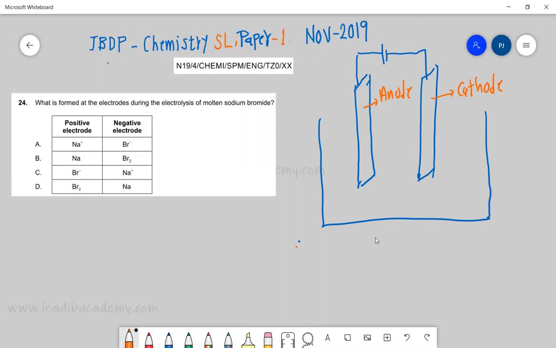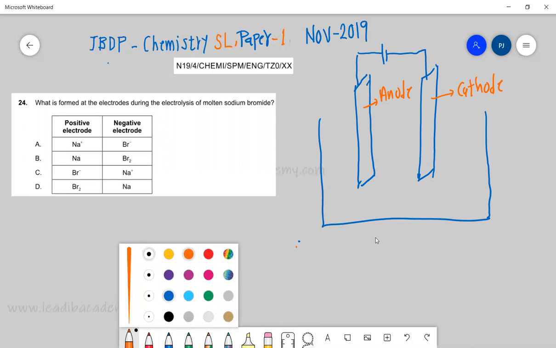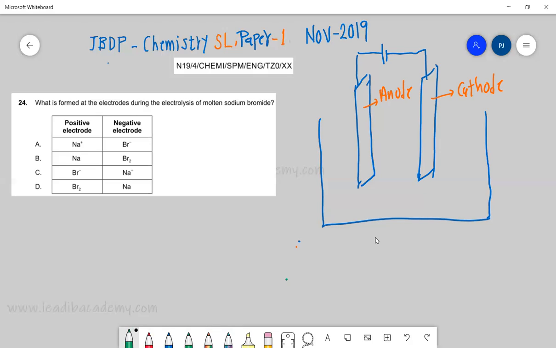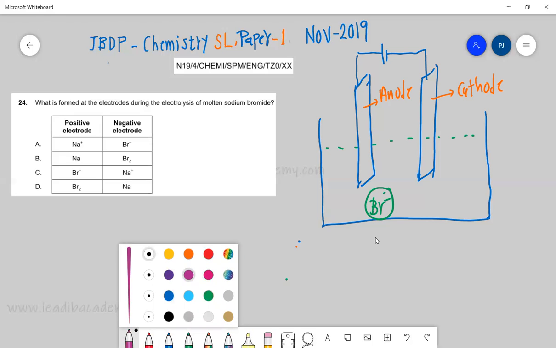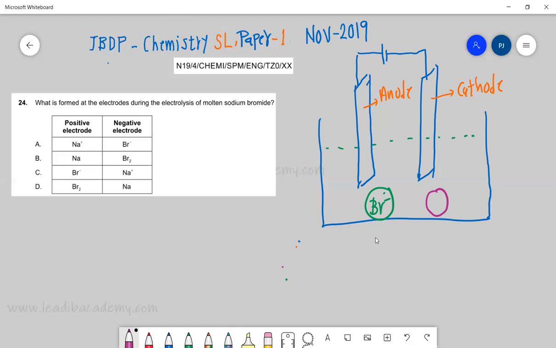Let's look into what is going to happen. The simple logic is, when sodium bromide, that is NaBr, gets into the molten state, the ions will be separated, so there will be Br minus ions, and along with that there will be sodium ions, that is Na plus. Okay, now simple logic: because the cathode is a negative electrode, the positive ions, that is the cations, will get attracted.